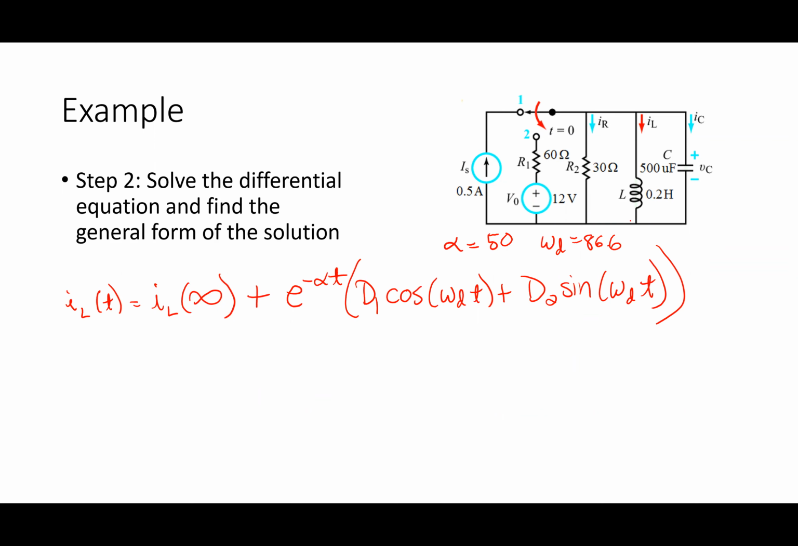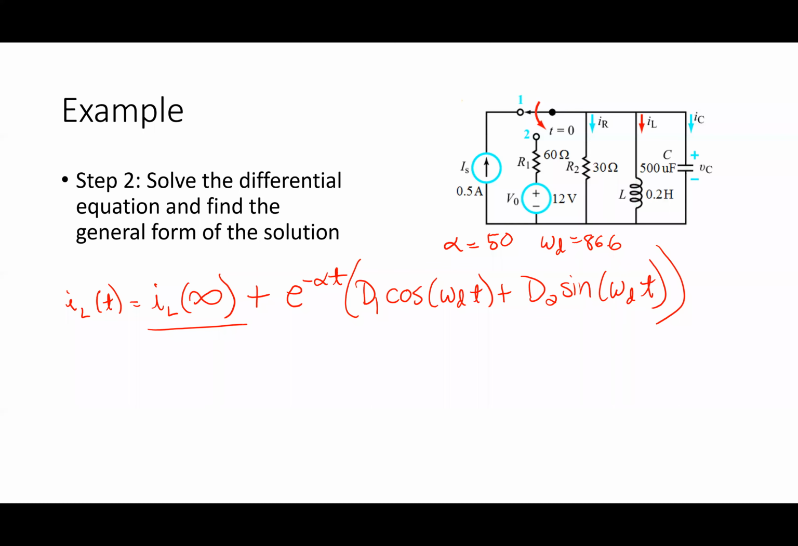What don't we know here yet? What haven't we figured out? D1 and D2 are unknowns, right? And how do we get those unknowns? What do we need? We need initial conditions. That's right. All right. And what else do I not know technically at this point? We haven't talked about iL of infinity either, right? What the steady state value is.